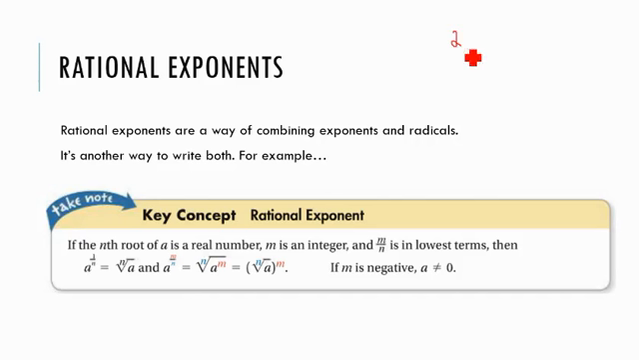So for example, if I have the square root of 2 to the third power, simply what this key concept is saying is that I can rewrite that with a rational exponent. Whenever you see the word rational, think ratio or fraction. So our denominator is going to be the root, and our numerator is going to be the power, the exponent. So 2 to the 3/2 is the same as saying the square root of 2 cubed.